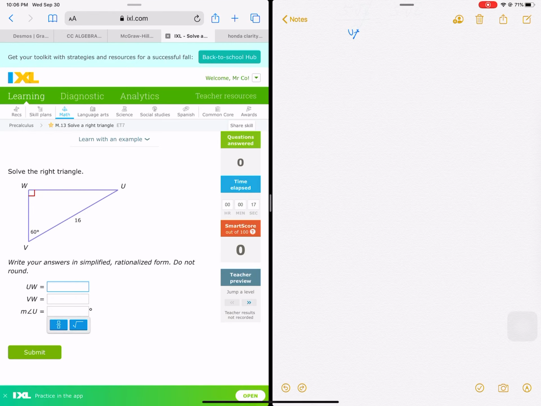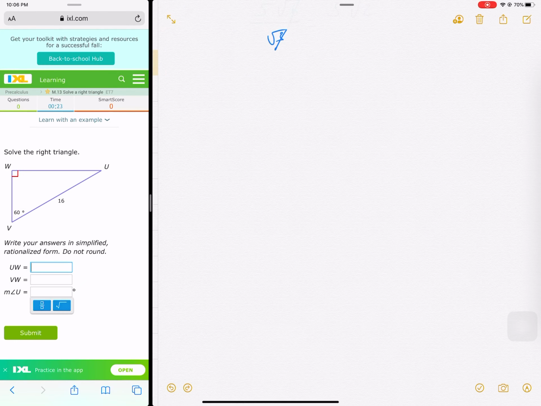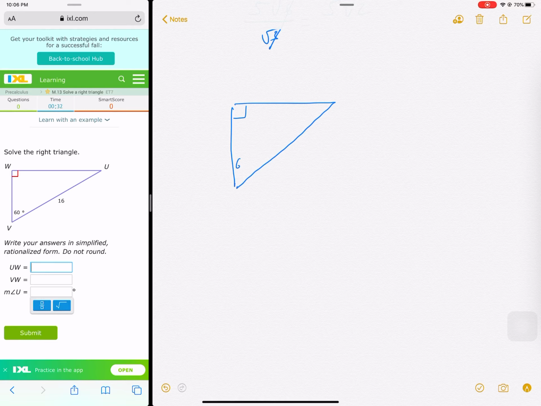Hi everyone, I was asked to do some problems from IXL just to practice these out. I'm just going to do some of these problems and solve them. So the first one is a 60-degree angle and a right angle. So I know that's going to be a 30, 60, 90 triangle then.